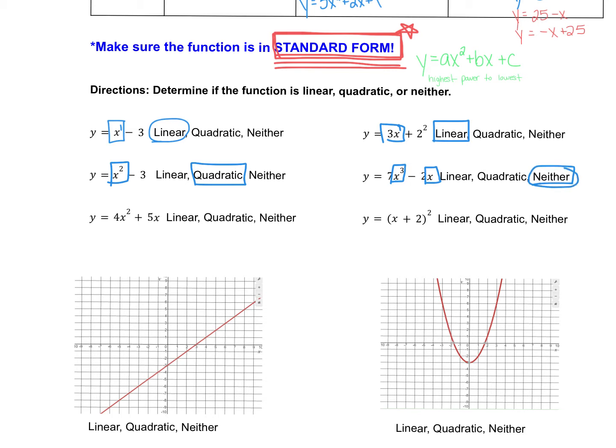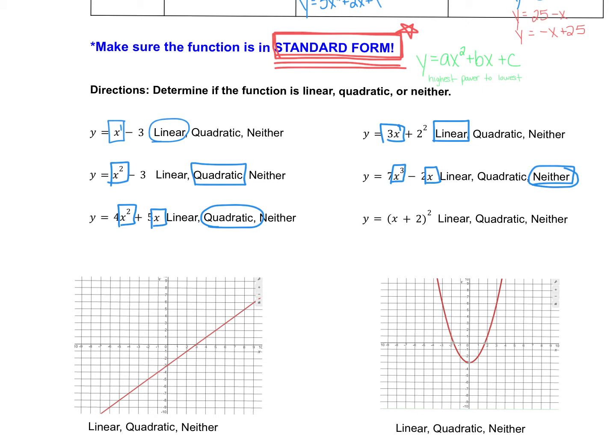Okay, then I have my x's. I have an x here and an x, and I see x to the second is the biggest, and that's what I wanted for quadratic. And then lastly, oh, this one looks tricky.